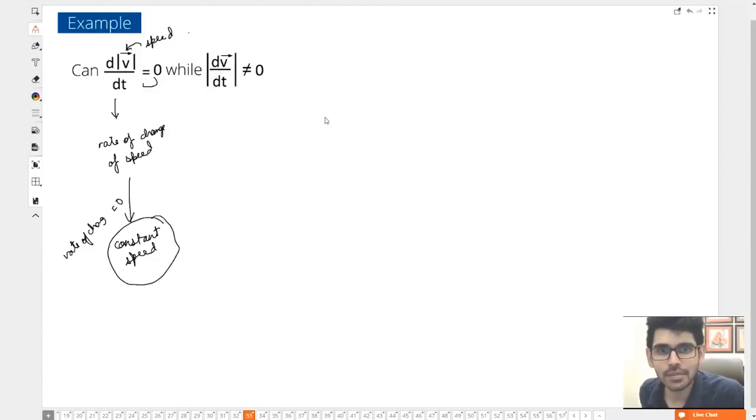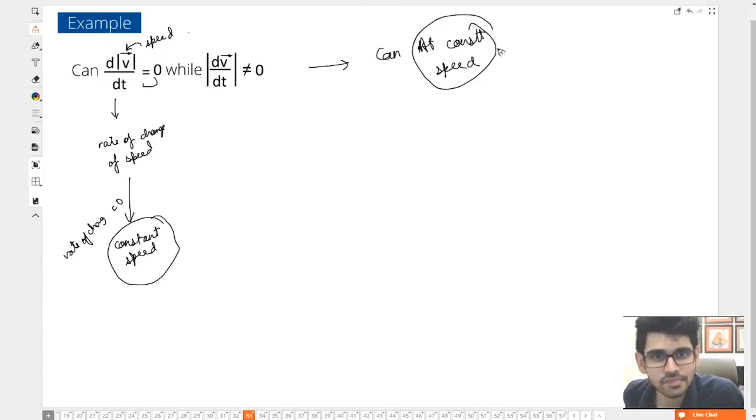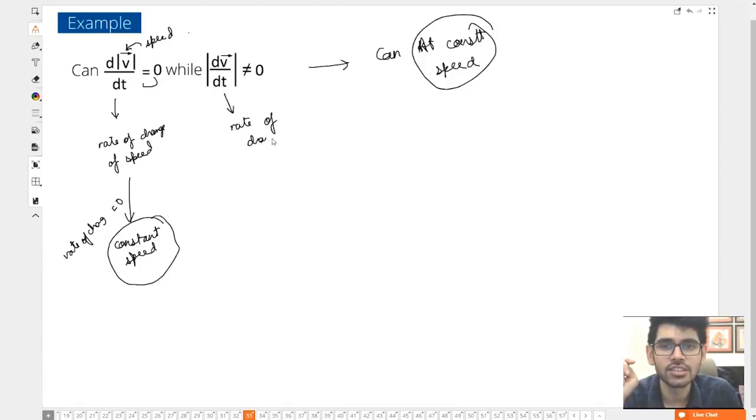So basically, now I'm decoding this question. Now it is saying, can at constant speed, let's decode it further, can at constant speed we have a rate of change of velocity? Now this is nothing but the magnitude of the change of velocity, right? So this is the rate of change of velocity.